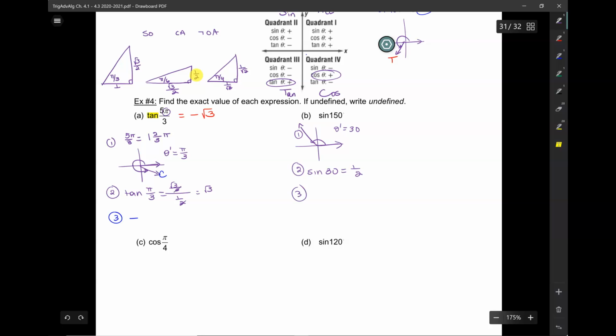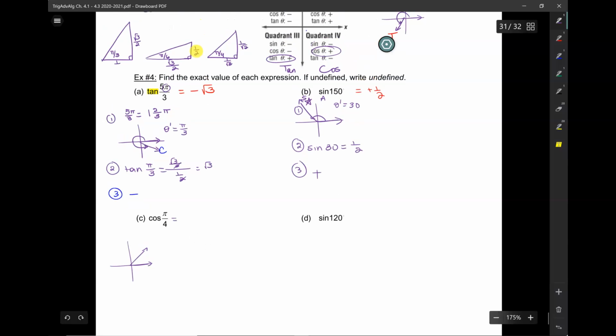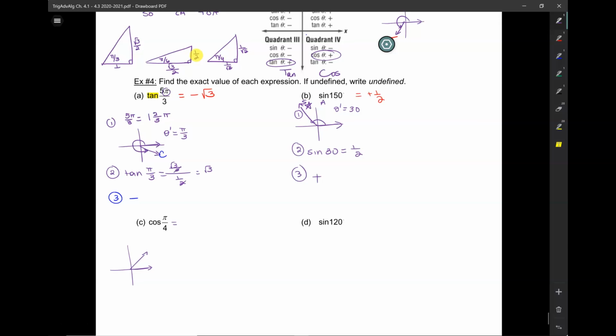Third step, in the second quadrant where my angle landed, it's all students, S, right? So sine is positive. That means my answer is going to be positive. So finally, this is positive 1/2. Okay. This next one is pi over 4. Where is pi over 4? It's in the first quadrant. When it's in the first quadrant, it's the simplest case ever because this is just straight up cosine of pi over 4. There is no reference angle needed in the first quadrant.